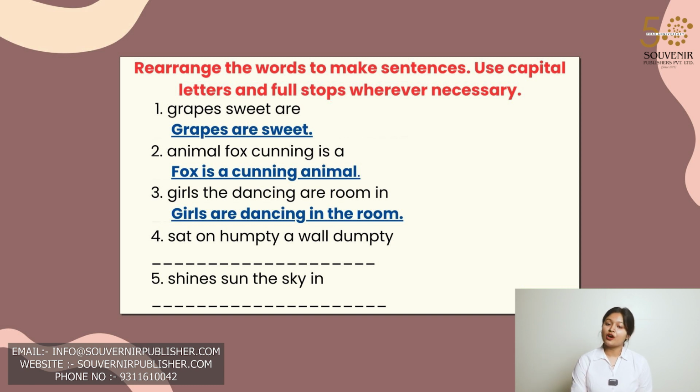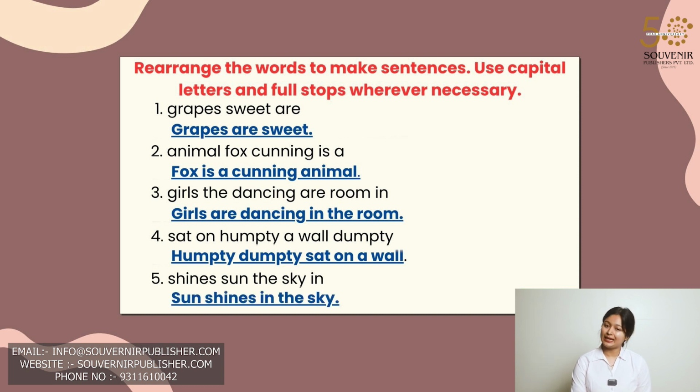Now let's move to our fourth sentence. Sat on Humpty a wall Dumpty. We all know the sentence, right? It is going to be Humpty Dumpty sat on a wall. Now let's move to our fifth sentence, which we have to rearrange. It is shines sun the sky in. Can you guess what is going to be the sentence? Correct, my students. That will be sun shines in the sky.